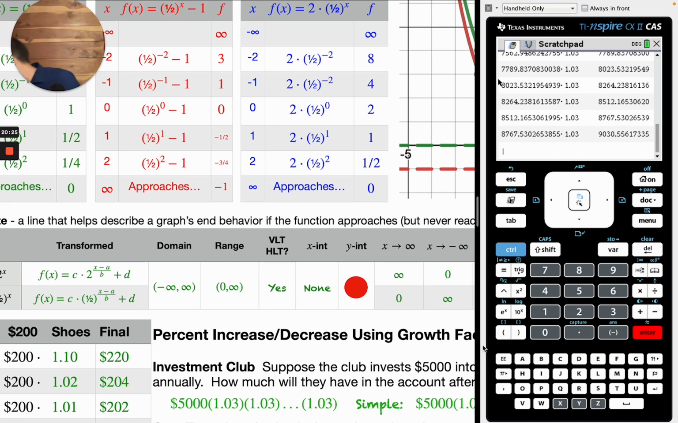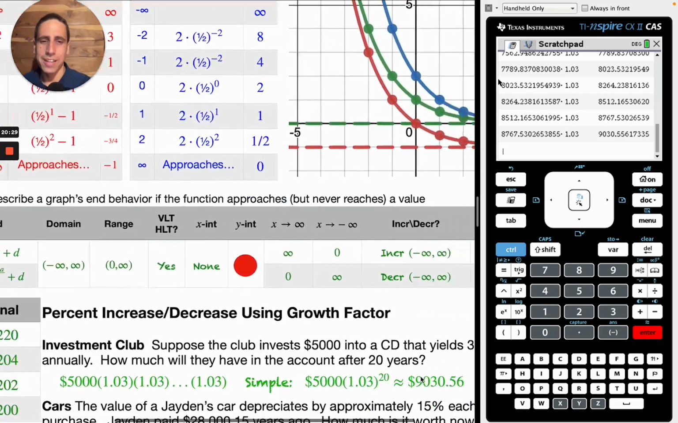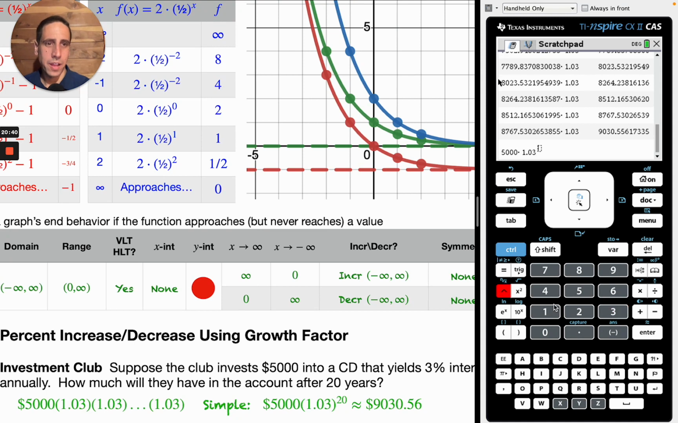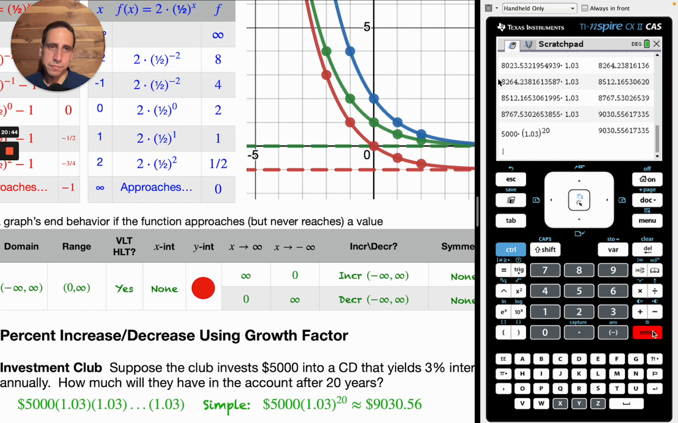Or, if you wanted to, you could just use an exponent. Check this out. If you just take 5,000, and you know that you're going to multiply 1.03 times itself 20 times, just use that exponent. That's what that is for. And you get the same number. There's the shortcut simplified version. 5,000 times 1.03 raised to the 20th, and get it in one by hitting enter once, and you get $9,030 and 56 cents.